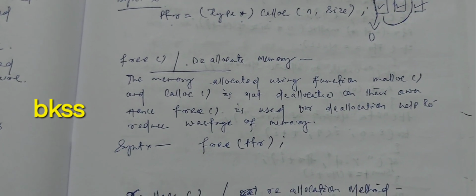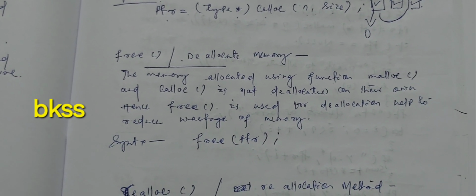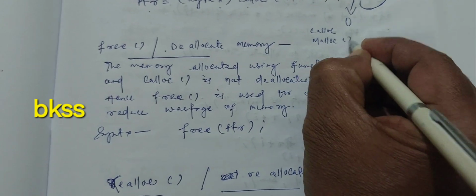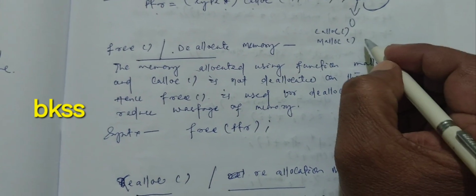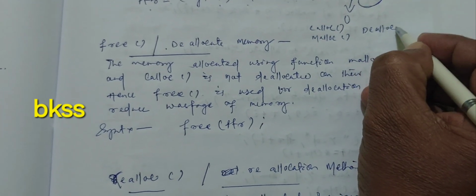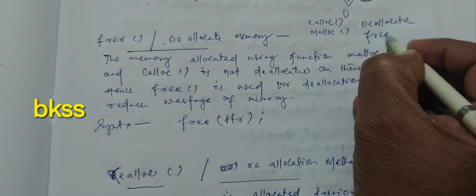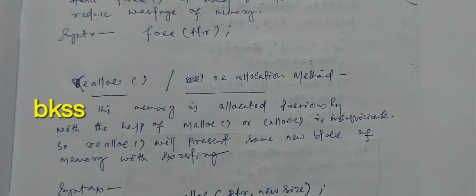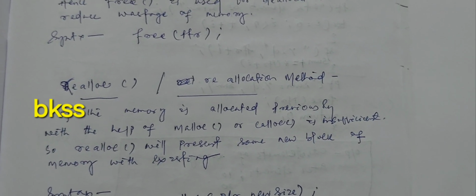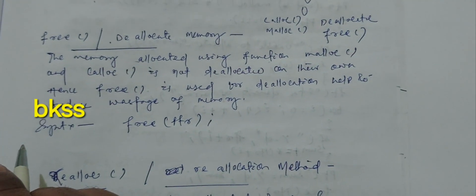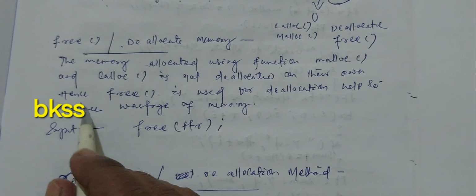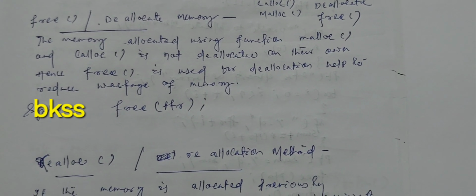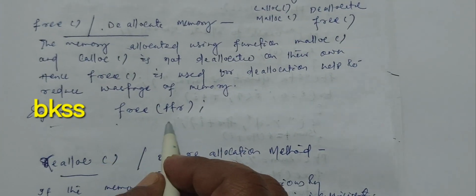Similarly, in the case of free, or deallocation of memory: when we allocate through calloc and malloc, after use of the memory we want to deallocate it with the free function. The memory allocated using malloc and calloc is not deallocated on its own. So the free function is used to deallocate it, which helps avoid wastage of memory. The syntax is free(ptr). This is the syntax.